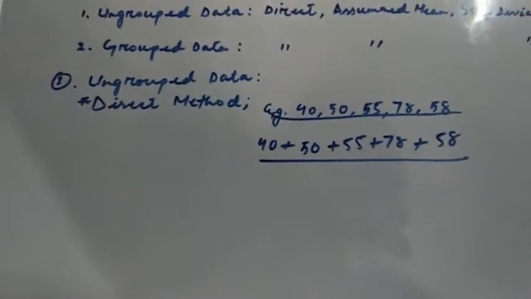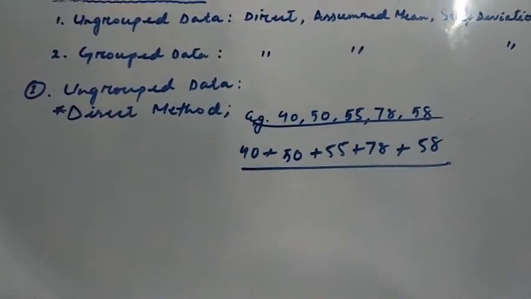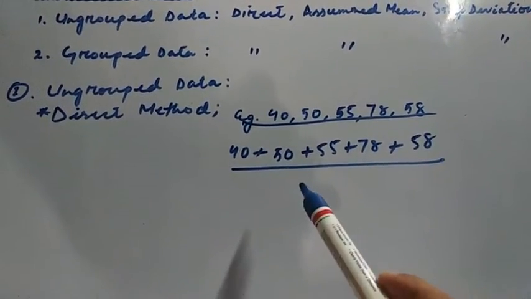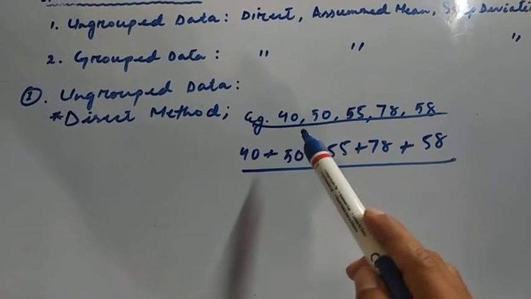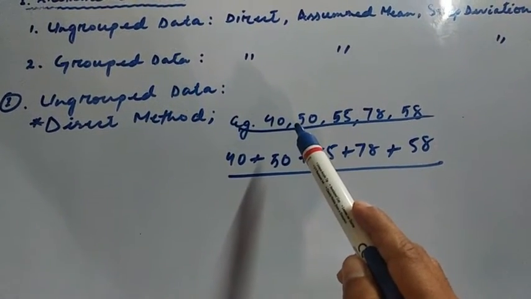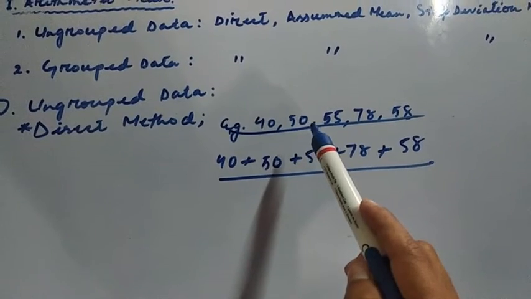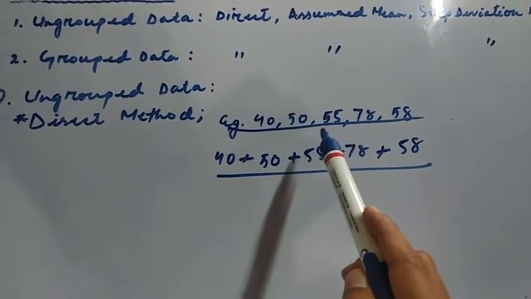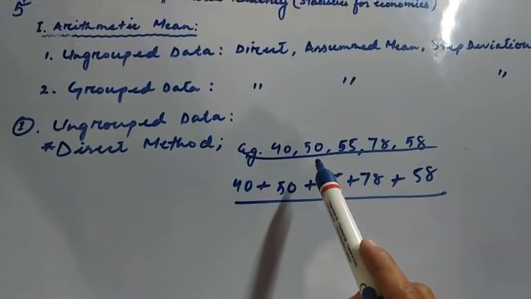So, continuation video of the direct method. We have to calculate the arithmetic mean for this given data, the marks obtained by a student in the economics class test. So we have to calculate this arithmetic mean.